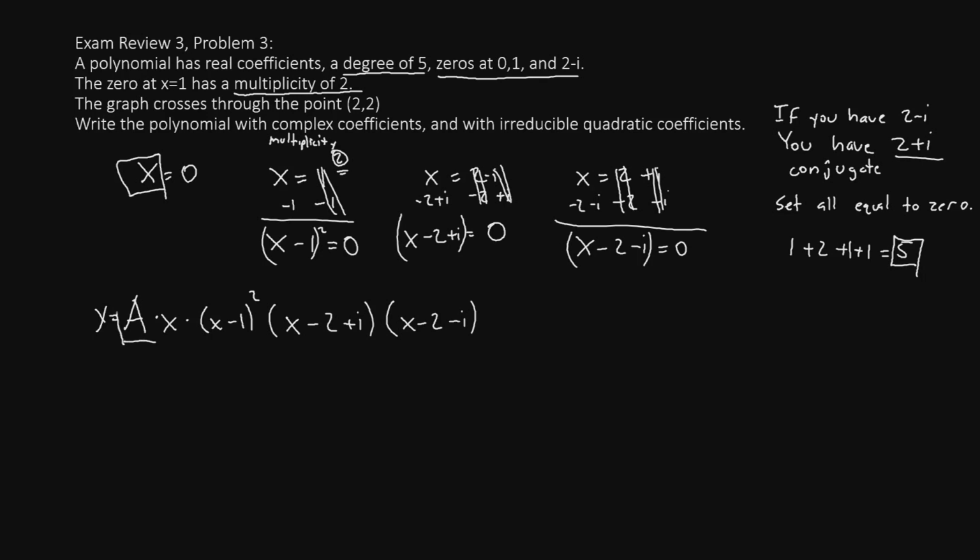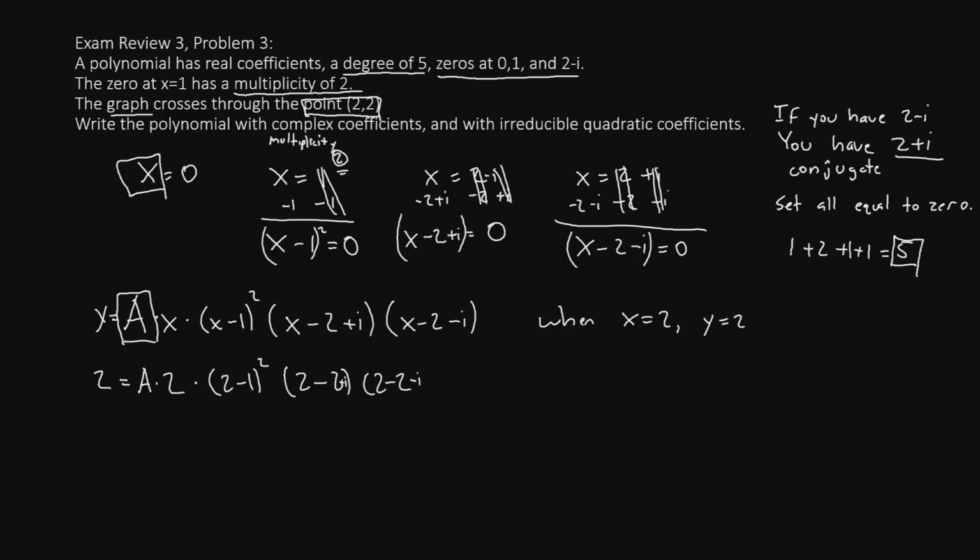All we have to do now is find the leading coefficient a. To do that, we're going to use the last piece of information on the third line here that says the graph crosses through the point (2, 2). So that means when x is equal to 2, y is equal to 2. And we'll plug those into the equation now. So this y becomes 2 equals a times 2 times (2 minus 1) squared times (2 minus 2 plus i), and then (2 minus 2 minus i).